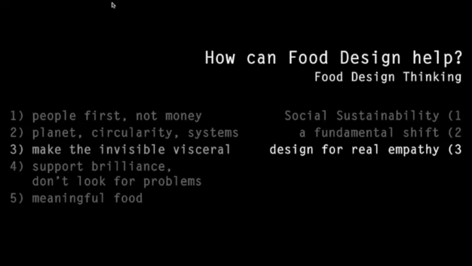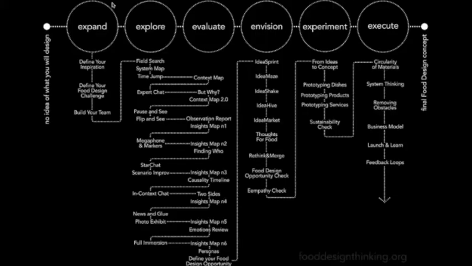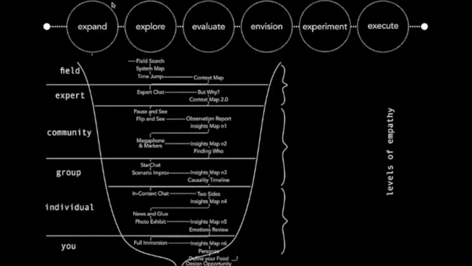Food design thinking can also help us design for real empathy. If we focus on the explore and evaluate phases of the food design thinking process, we see that there is a specific way each method is collocated and used, a specific way that brings the food designers on a journey through different levels of empathy.